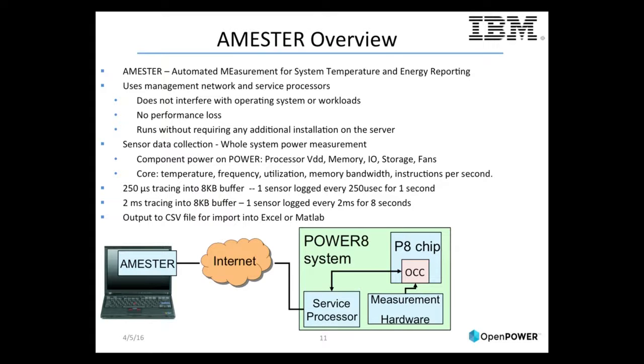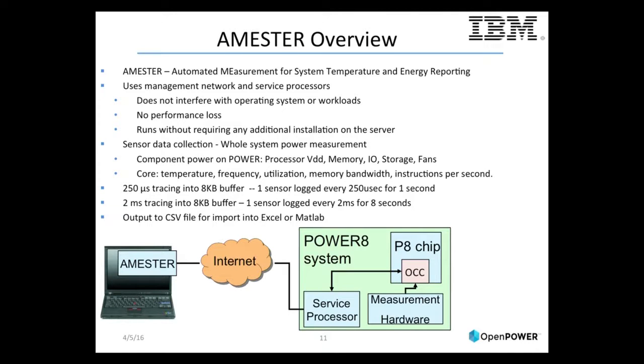More details on Aimster. It stands for Automated Measurement for System Temperature and Energy Reporting. Again, it's a pass-through, so it goes down in through this. This would be your BMC into that OCC. And the way it works is it has an 8K buffer. Since it's been open source, you could change this to whatever you want. You could have a scrolling buffer, but today there's an 8K buffer.